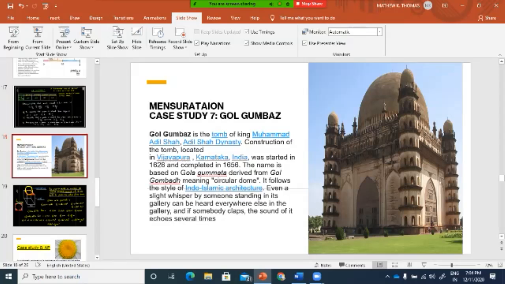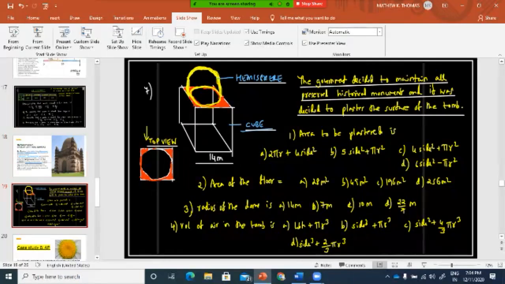Even a slight whisper, you are whispering to someone standing nearby, the whole gallery, it will spread. So that is the speciality of this. So, some monumental question. If you see in the case study released by CBSE, they've given one about Redford. And you will find that some question based on mensuration is definitely expected. And this is a very interesting question. Let's go to the question now.